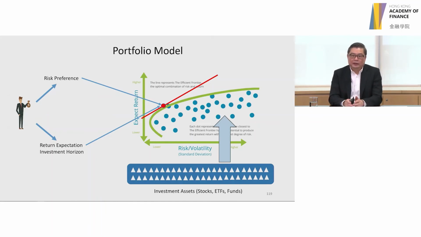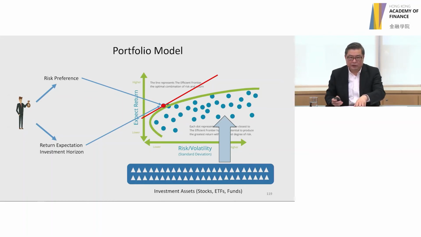So this picture basically shows how it works. The chart on the right-hand side is the classic mean variance model based on the risk preference of the customer, the return expectation, and investment horizon. The system will try to come up with the red dot on the curve. So this is the optimal portfolio for this particular person with this particular risk profile, return expectation, and investment horizon. And the basket of assets for the portfolio is predefined.